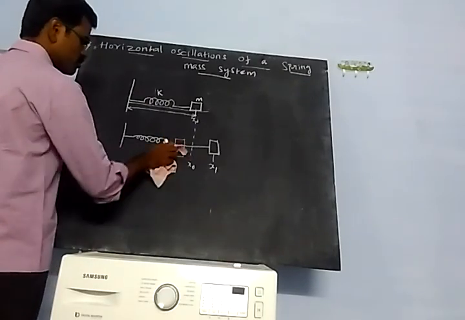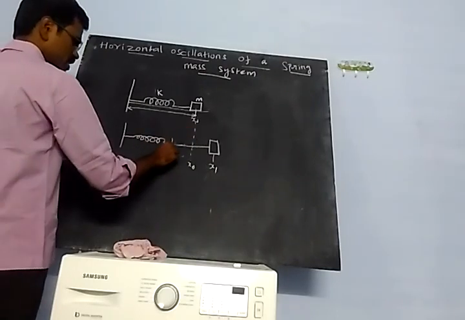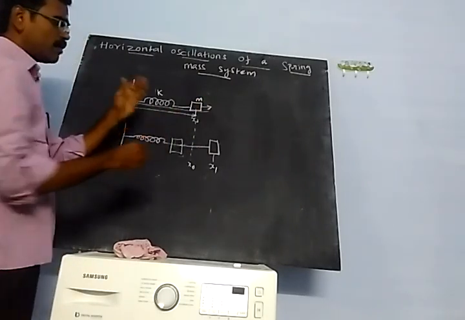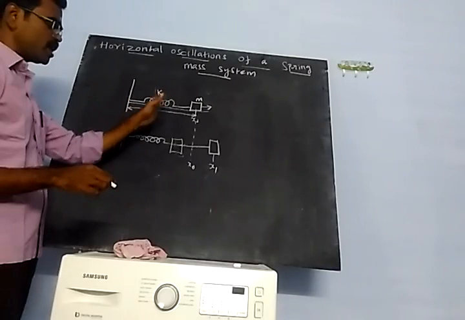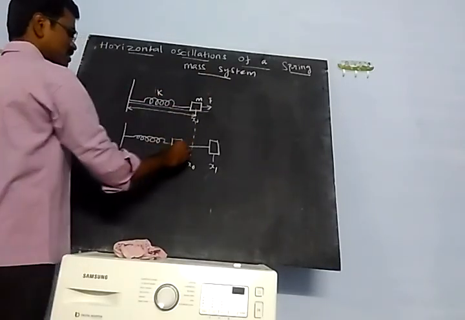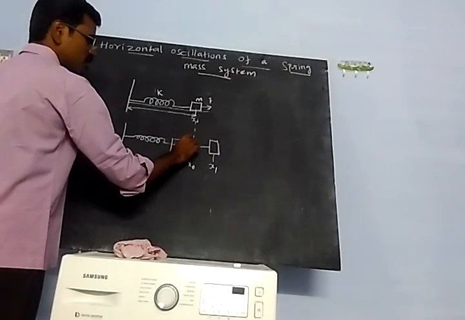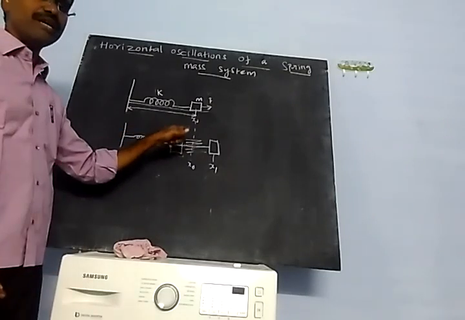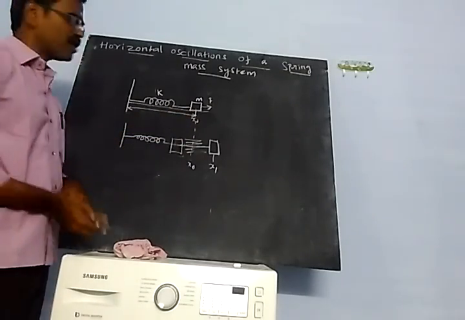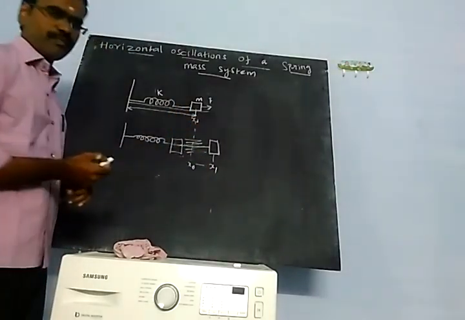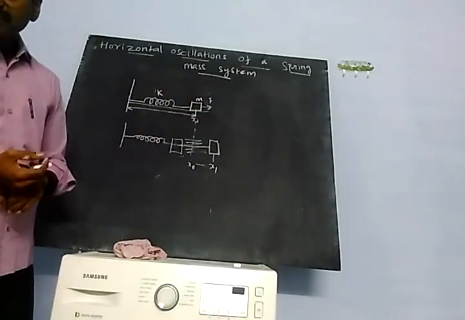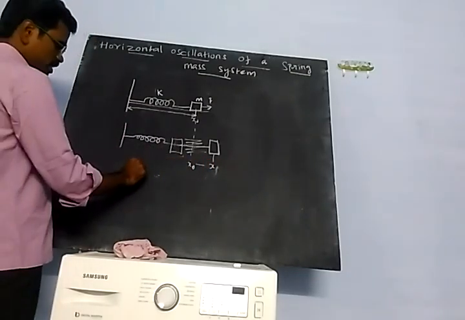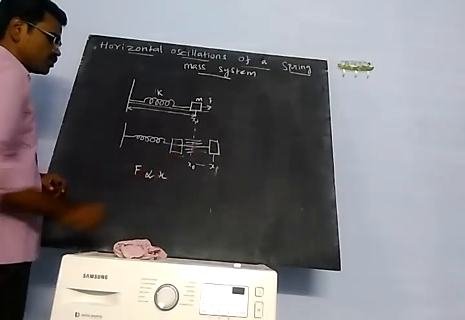Here the mass moves a small distance x1, that is the displacement x1. If you apply any disturbance or any force in any direction, it will move back and forth, oscillating about its mean position, x naught. That distance is x1, or you can simply write x. The force is directly proportional to x.